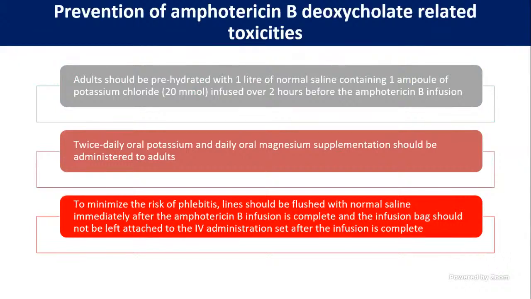Patients should be well hydrated to prevent renal injury, and potassium chloride, like I said, should be infused prior to this, and you keep on monitoring and giving supplements with either oral potassium or IV potassium, and flush the IV lines with normal saline. These are some measures to reduce infusion related reactions in these patients. I will not go into details, you can refer to these slides, but it is important to remember that creatinine can rise and potassium can fall in these patients. And these are two important adverse effects of amphotericin B that one must remember.